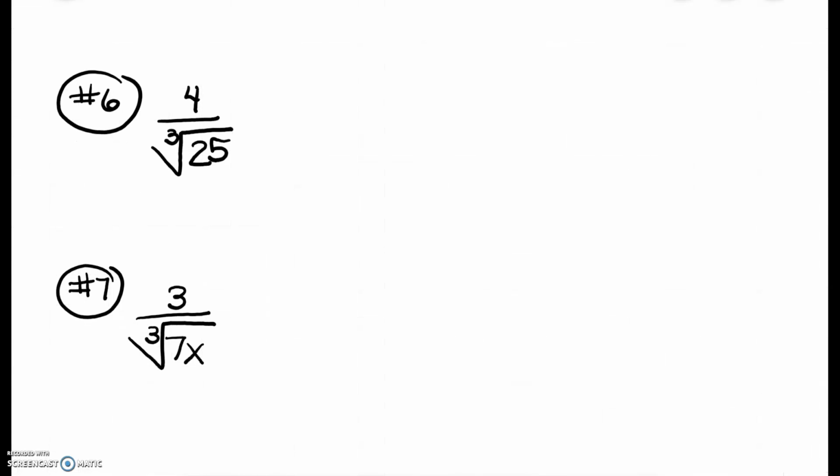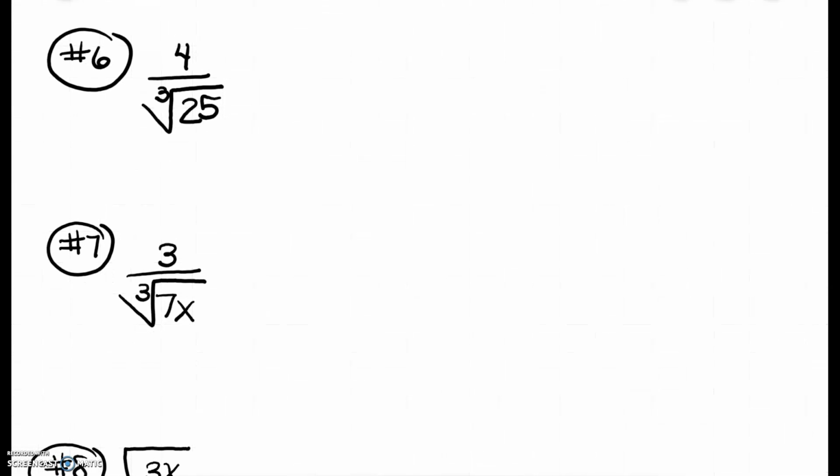Number 6. This problem is very similar to number 6 on your worksheet. All right, so how does 25 break down? Because we should see whether we can simplify that. Well, 25 is just 5 times 5. And I want you to notice that in order for this radical to go away, I need a group of 3 5's, but I only have a group of 2 5's.